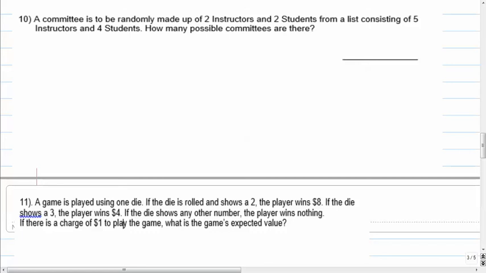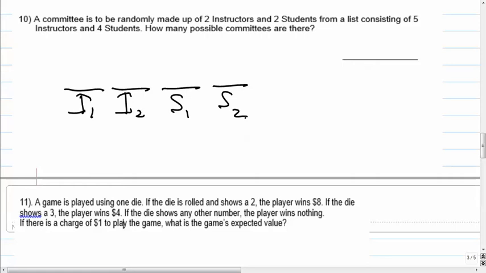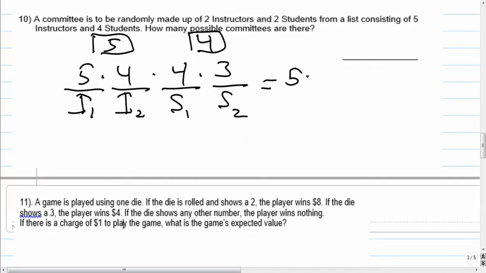Word problems mostly. Counting problem. A committee is to be selected from 2 instructors and 2 students from a list consisting of 5 instructors and 4 students. Now, how many committees are possible? Well, I need to pick instructor 1, instructor 2, student 1, student 2. Instructors are coming from 5 instructors, students are coming from 4 students. Start picking, can't put it back, right? So 5 times 4 times 4 times 3.